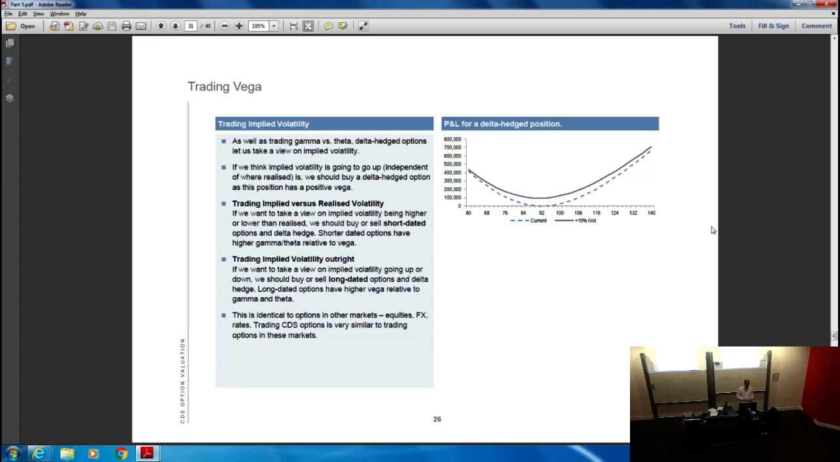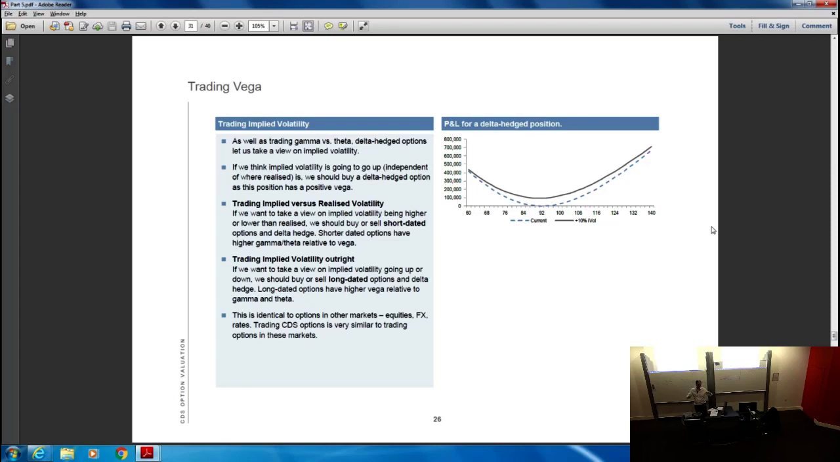So how do you combine all of these? When you're trading this, you have a choice: do I want to be long gamma or long theta? If I want to be long gamma, I buy options. If I want to be long theta, I sell options. If I want to be long vega, I buy options, but I need to buy long-dated options. And if I want to be short vega, then I sell long-dated options. So you can get positions where you're long gamma but short vega.